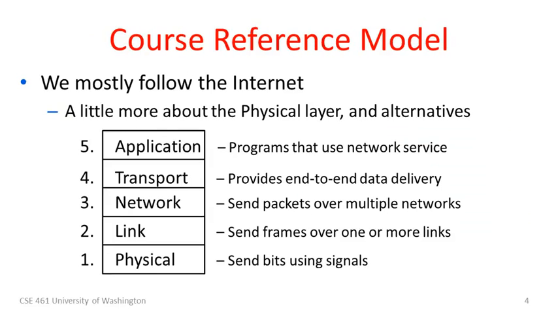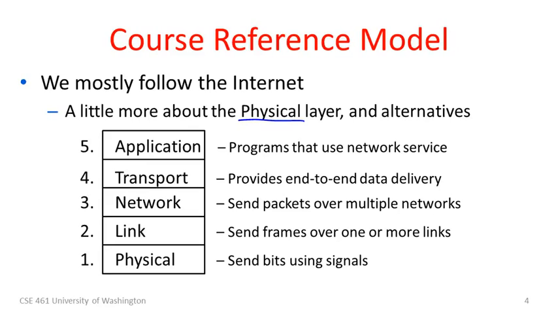The reference model that we'll use for the remainder of this course is this 5-layer stack that's shown here. You can see from this stack that we'll mostly follow the Internet model with some changes. We're going to tell you a little bit more about the physical layer, which is involved in how you send bits of information using signals. This layer is particularly important if you care about wireless networks and so forth.